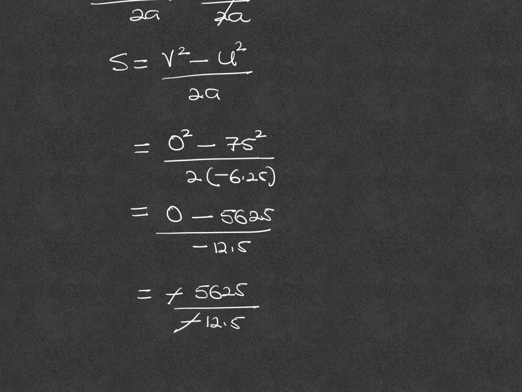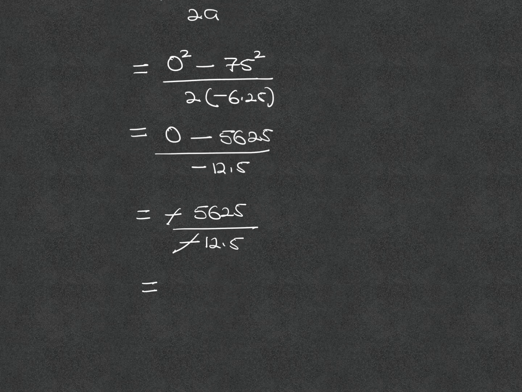So the negative signs will cancel. That is 5625 divided by 12.5. And the answer is 450 meters.